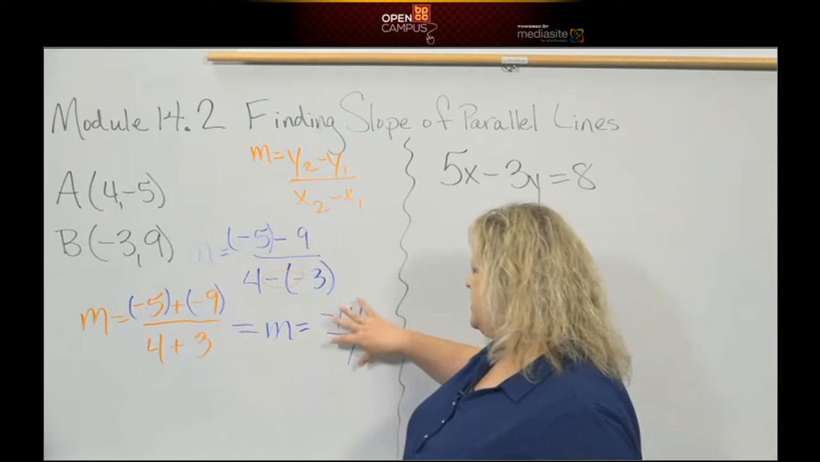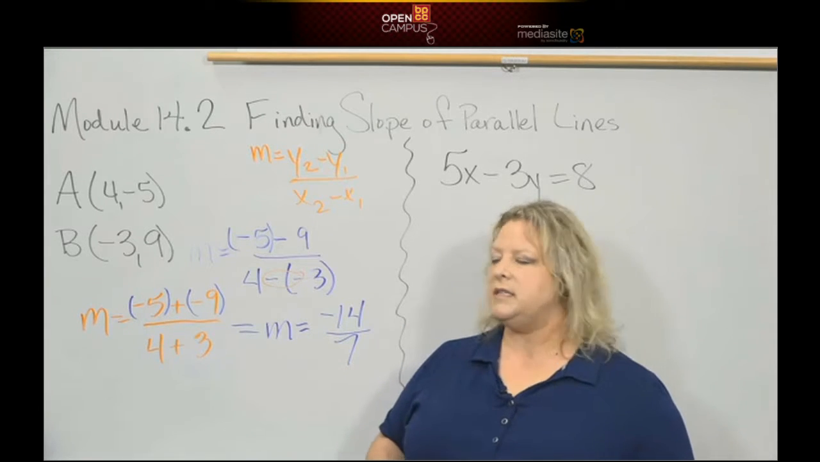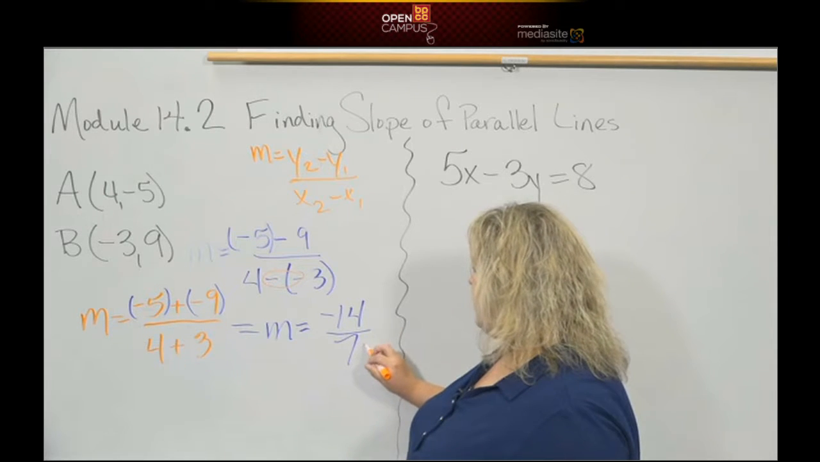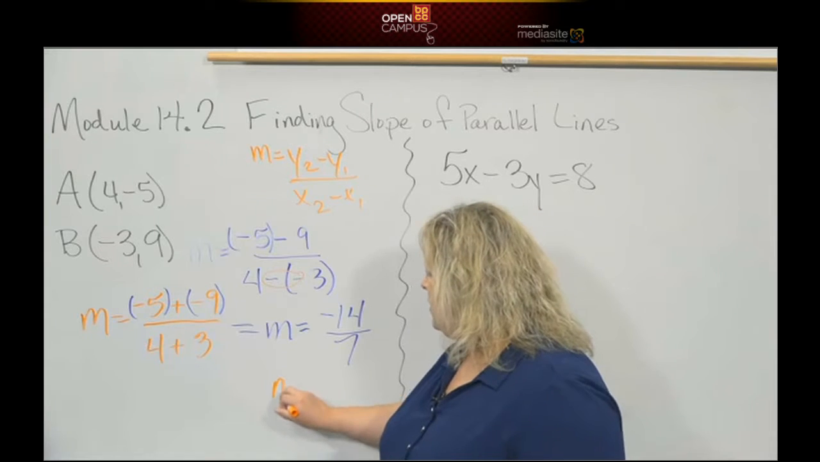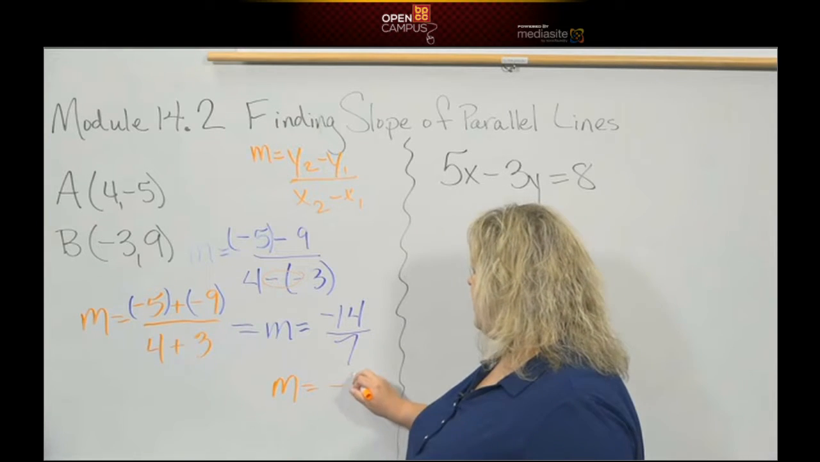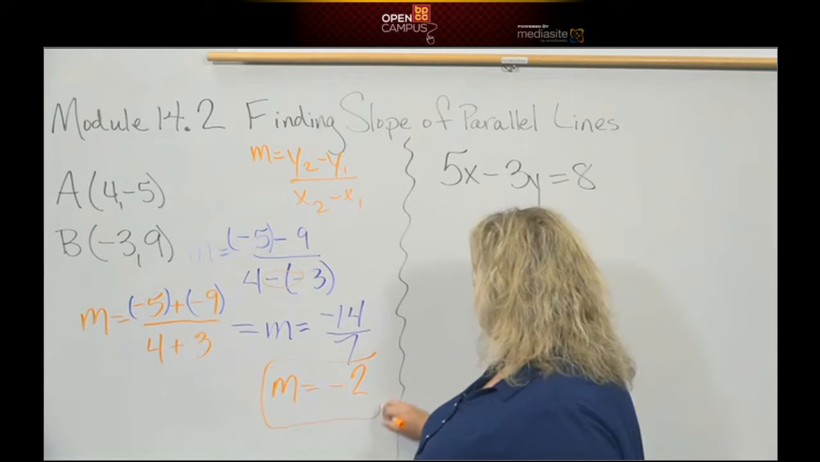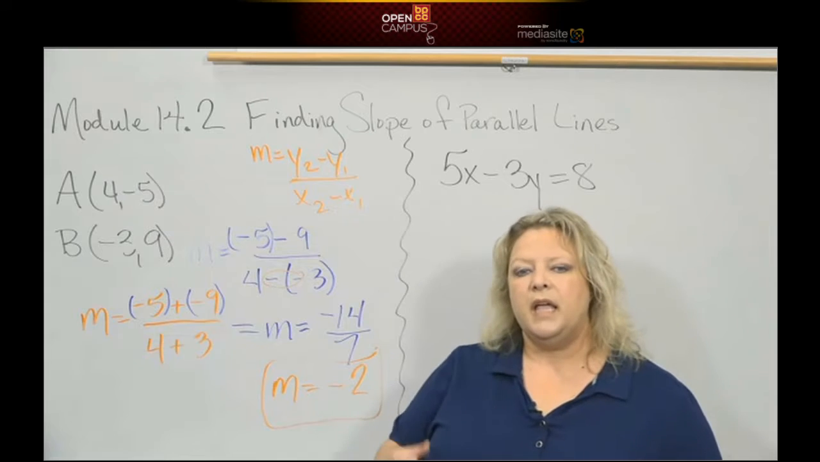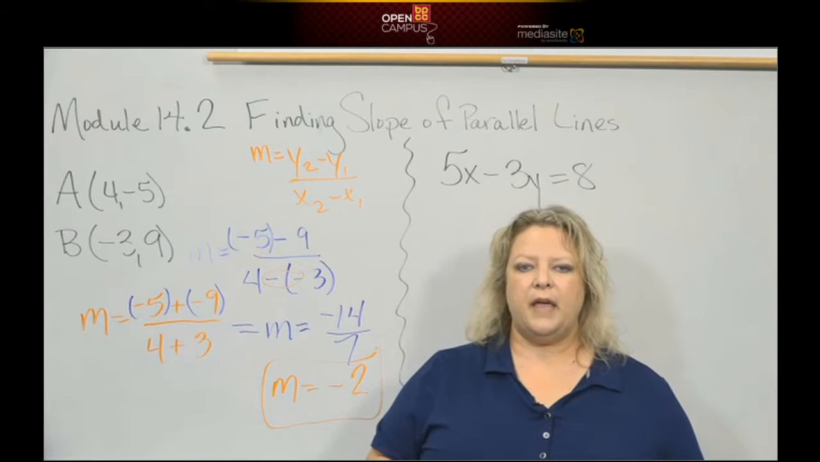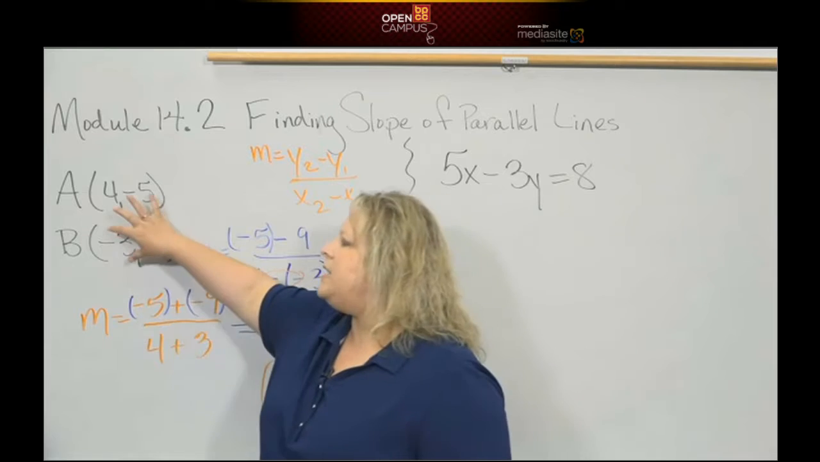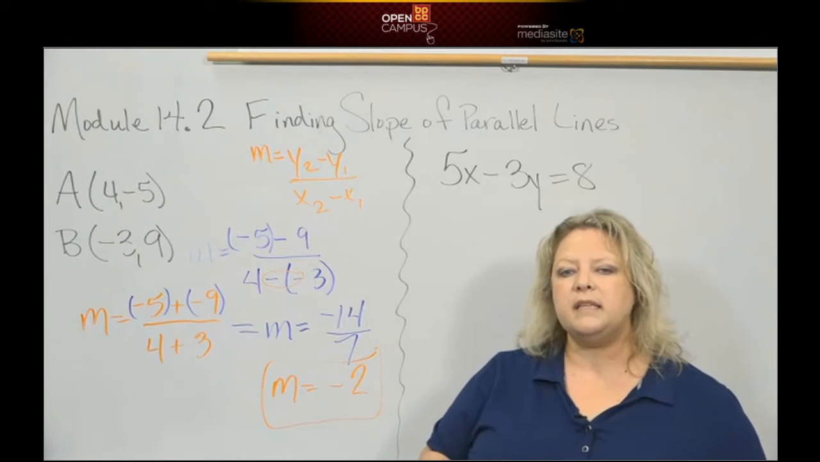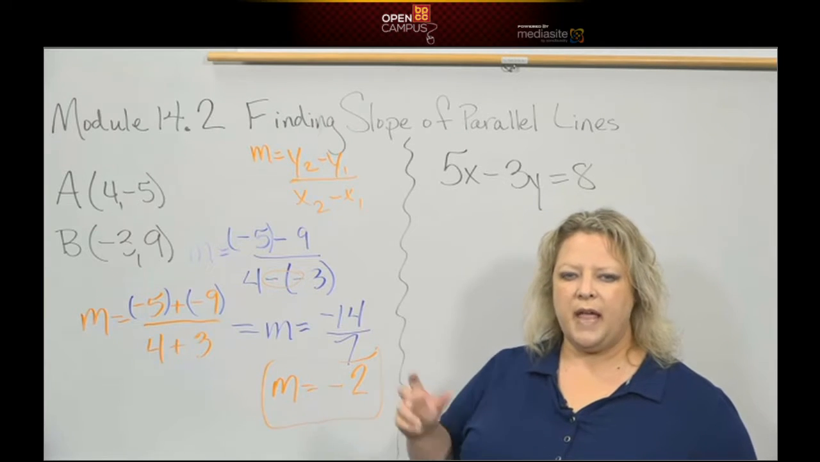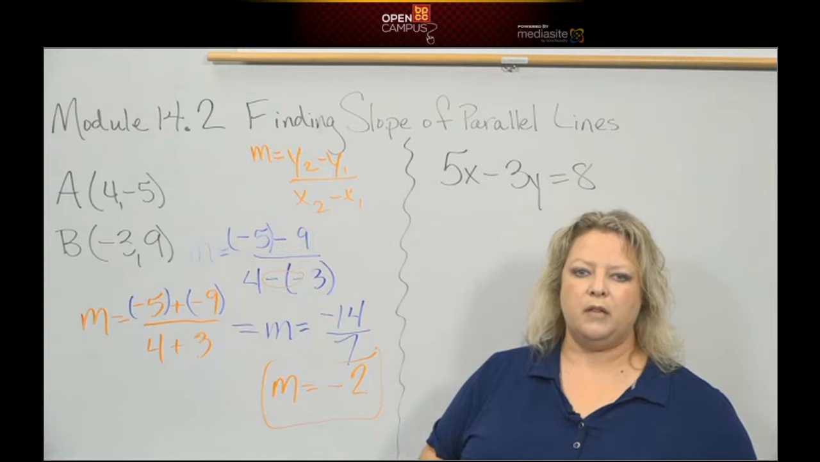Now, if you can reduce this, which obviously you can because 14 and 7 go into each other. So when I do that, I get 14 divided by 7, which is what? 2. And because the signs are different, I get -2. Now, that is the slope of these 2 points. If I have a line that is parallel to these 2 points, then my slope is going to be -2 as well, okay? Because they have the same slope if they are parallel lines.